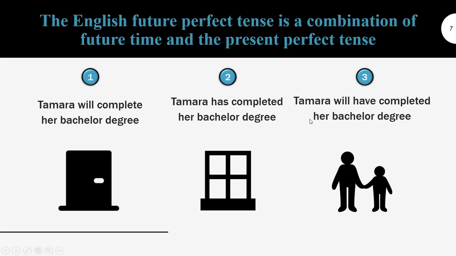So this one, number 3, is future perfect tense. This is the proof that future perfect tense is a combination of future time and present perfect tense. You got it? You have a question? Feel free to ask. No question? Okay.